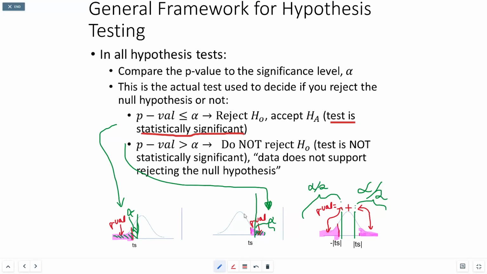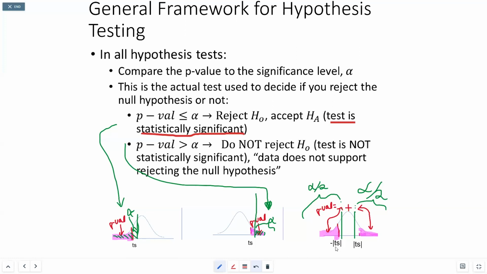In the other case, and I'm just showing this on a right-tailed test, we find a p-value. The pink area here is greater than the area in the green shading under the curve. If it's greater, we do not reject the null. The test is not statistically significant. We would say the data does not support rejecting the null hypothesis. If it's a two-tailed test, we are going to take the p-value, and our p-value is going to be the area under the tail.